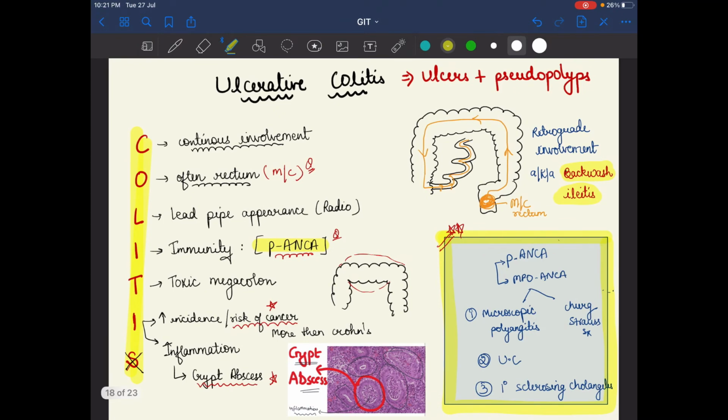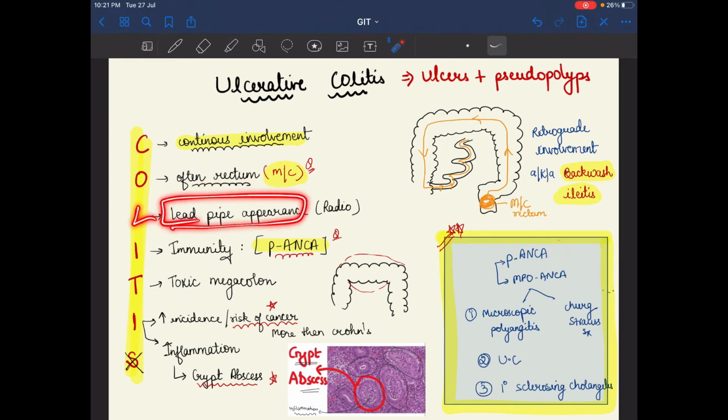So let's learn about the tricks. C for continuous involvement. In this there is continuous involvement, no skipping is present, while in Crohn's there are skip lesions. Here continuous involvement is there, and most often it involves the rectum.